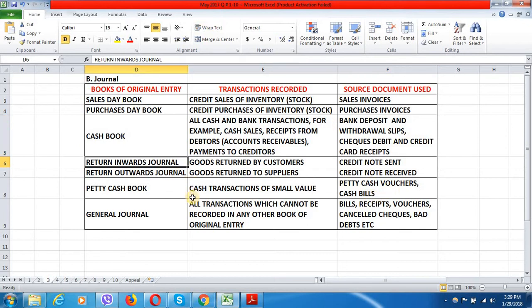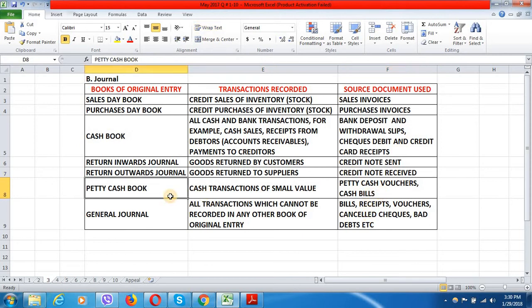The fourth one is returns inwards journal. In this book of original entry, goods returned by customers are recorded, and to record this transaction a credit note is sent. So for this transaction the credit note is the source document. The fifth book of original entry is returns outwards journal. In this book of original entry, goods returned to suppliers are recorded, and to record this transaction a credit note is used as source document.